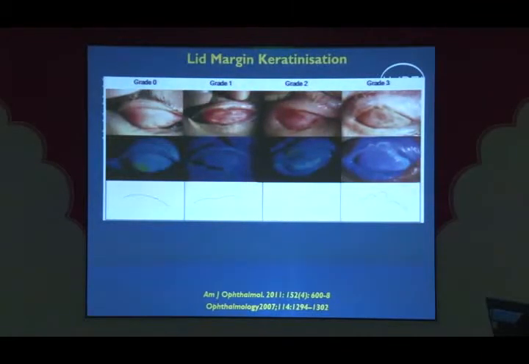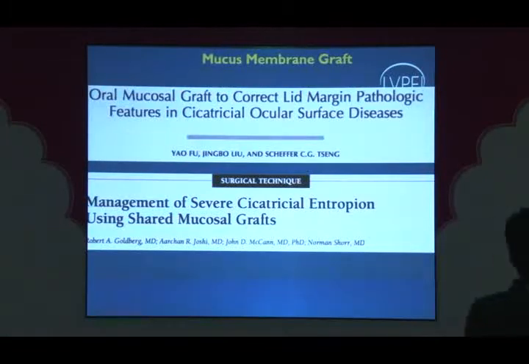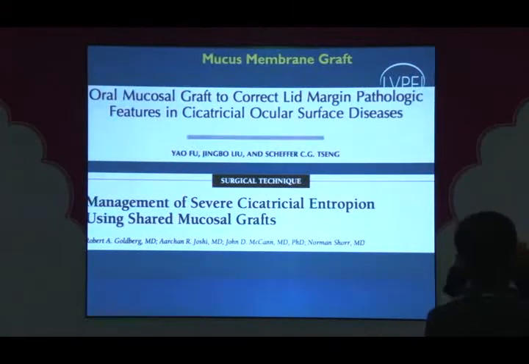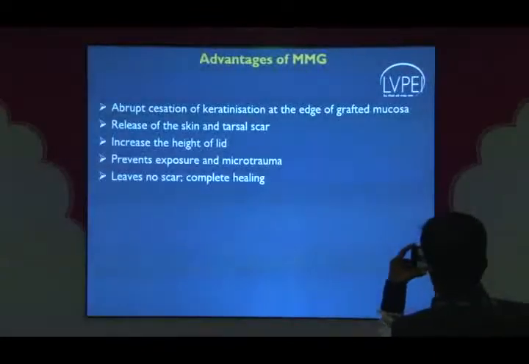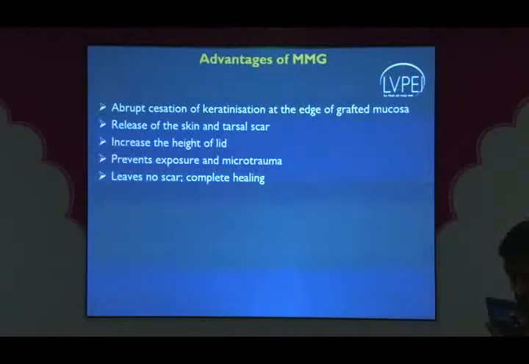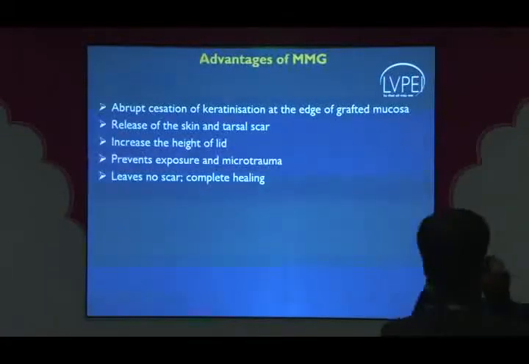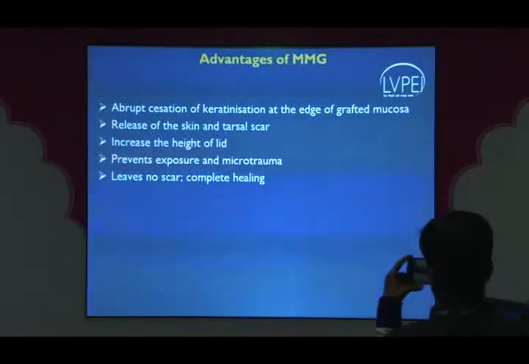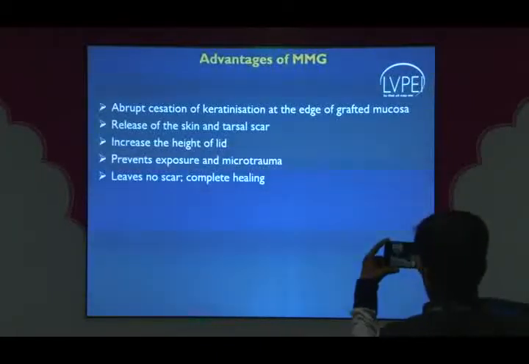So depending upon the extent of corneal involvement, we can decide upon doing a mucous membrane grafting over the lid margin with excision of the keratin, and that helps in relieving the symptoms of the patient. Now, there has been various literature regarding the use of oral mucous membrane graft to correct lid margin pathologies, and the advantage of using mucous membrane grafting is that it causes abrupt cessation of keratinization at the edge of the grafted mucosa. It releases the scar tissue over the skin as well as of the tarsal plate.